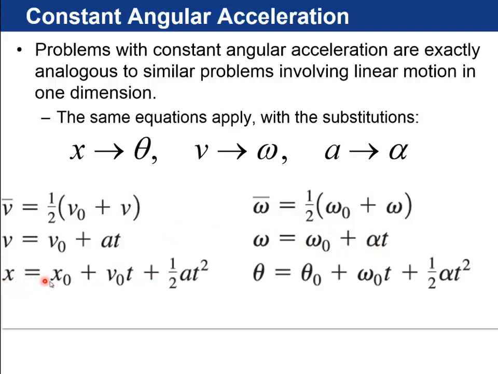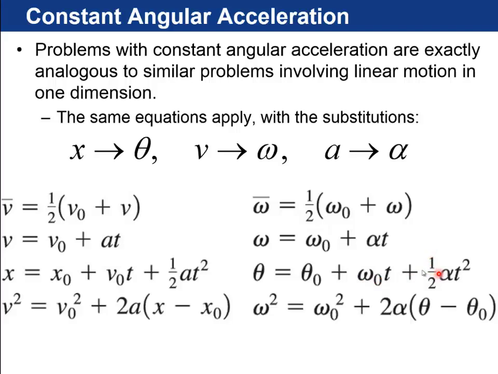There's your x equals initial position plus v times t plus 1/2 a t squared. You get the same equation for something that's rotating. Final angular position is initial angular position plus the initial angular velocity times t plus 1/2 alpha t squared. And if you want to get the final velocity in terms of distance traveled, there's your linear equation. Your angular equation is: the final angular velocity squared is the initial angular velocity squared plus 2 times the angular acceleration times the change in angular position.